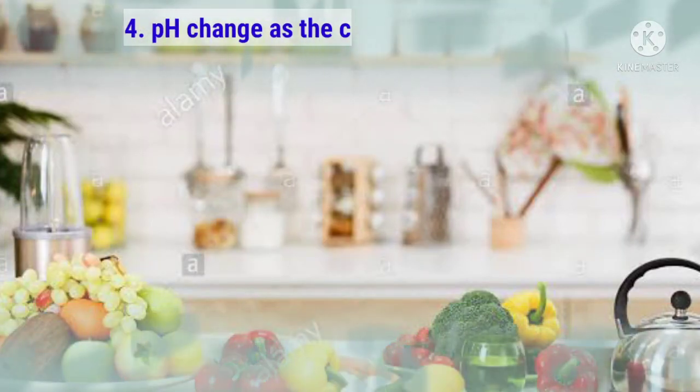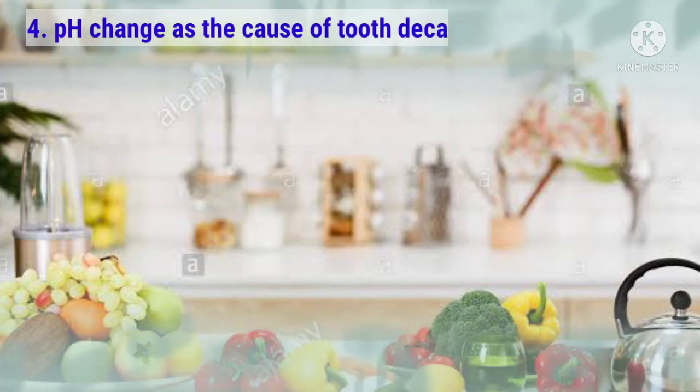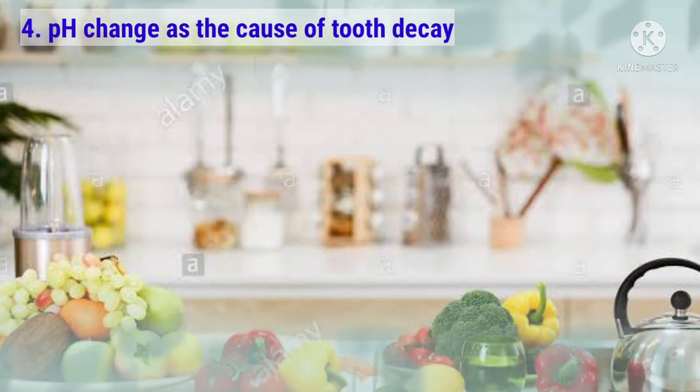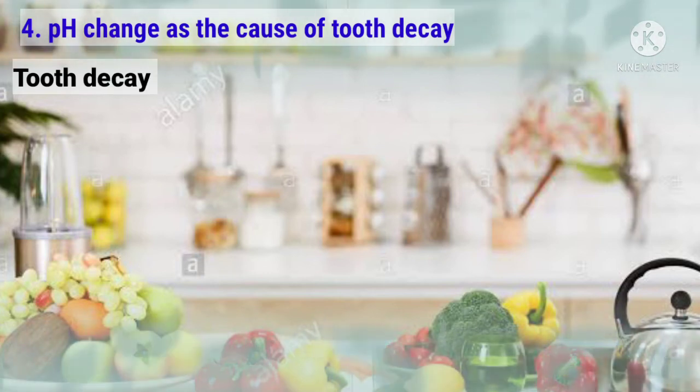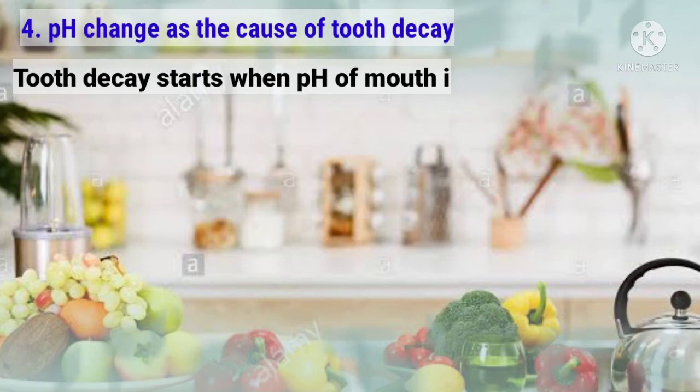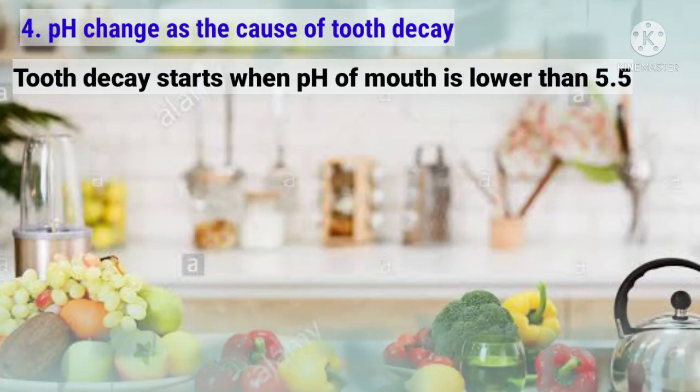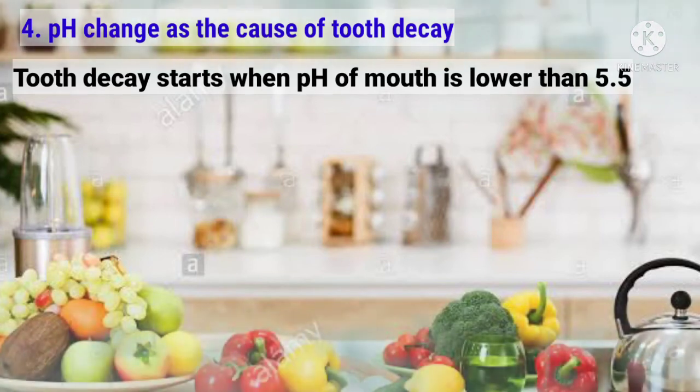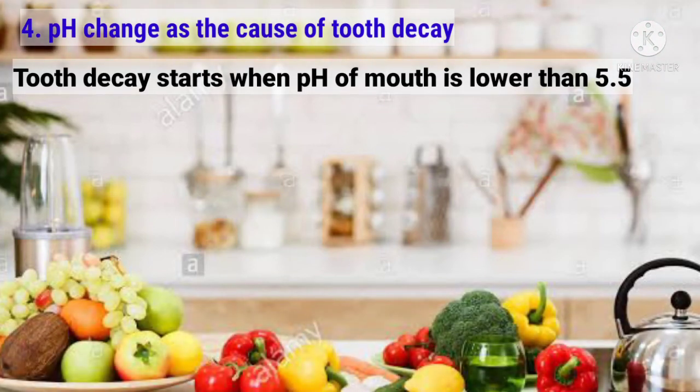A change in the pH of mouth fluid also causes tooth decay. Here, the tooth enamel is the hardest substance of the body, which is made up of calcium phosphate. Whenever the pH of our mouth falls lower than 5.5, it decays our teeth.